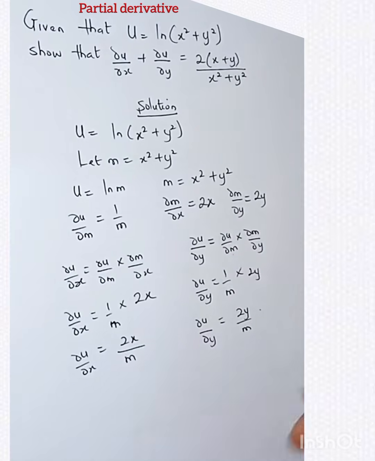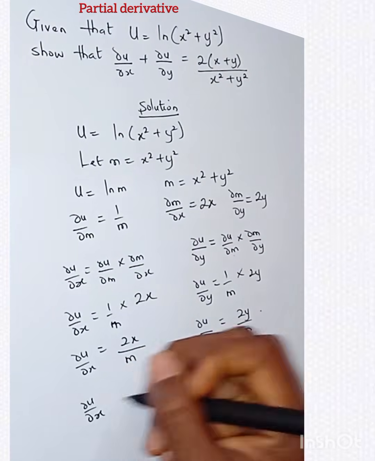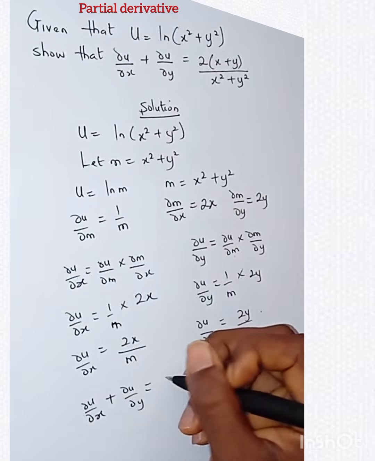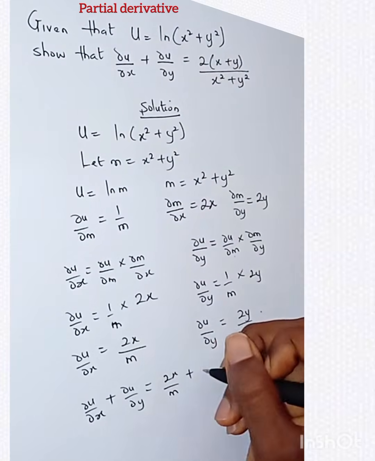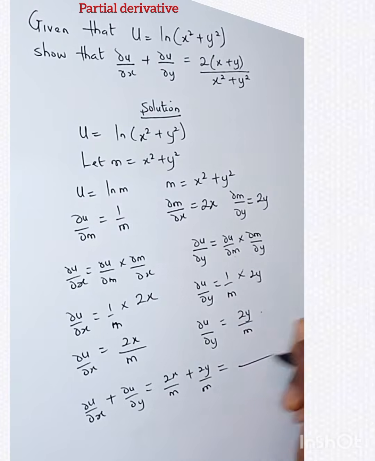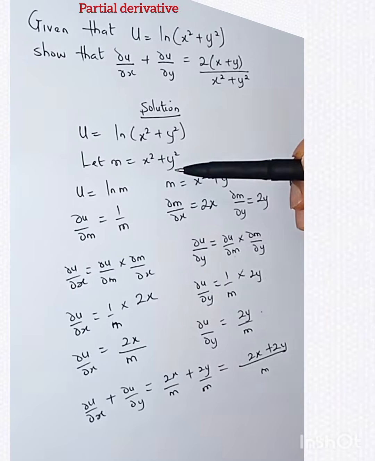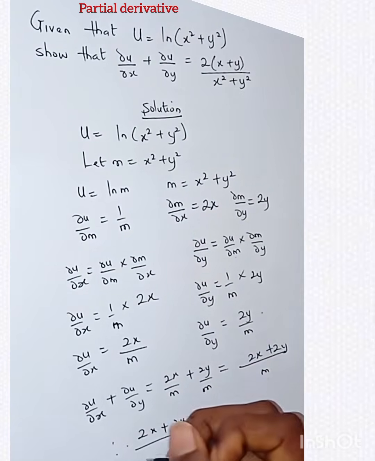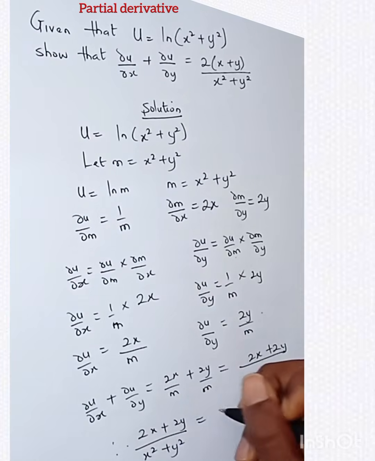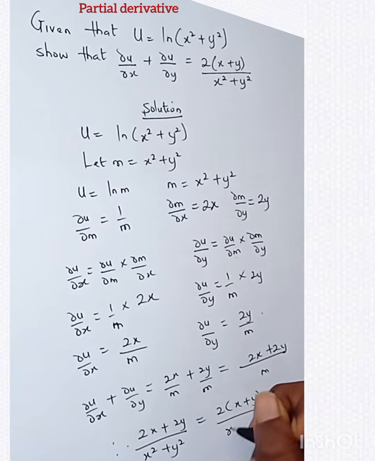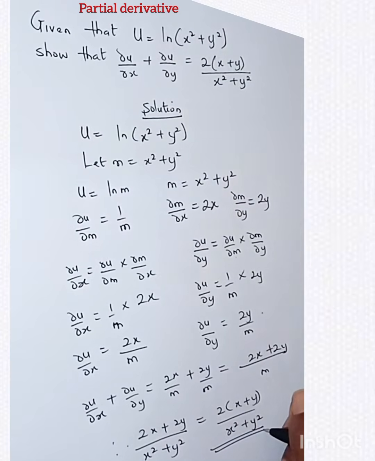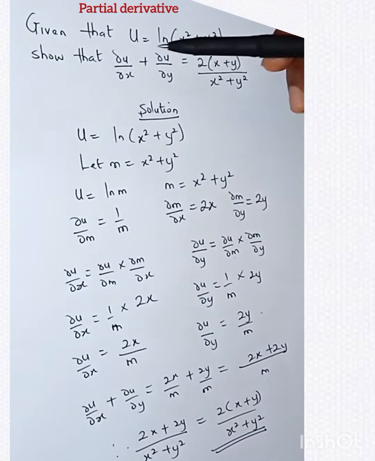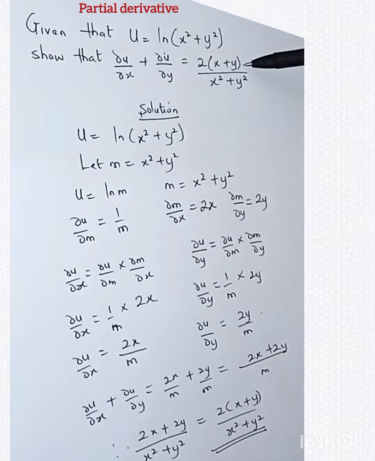Then if we add this together, this becomes that ∂u/∂x + ∂u/∂y will be 2x over m plus 2y over m, which we take together, we have m, we have 2x + 2y. But you know that m is x² + y². Therefore, this becomes (2x + 2y)/(x² + y²), which can be written as 2(x + y)/(x² + y²). So this becomes the proof that ∂u/∂x + ∂u/∂y is 2(x + y)/(x² + y²).